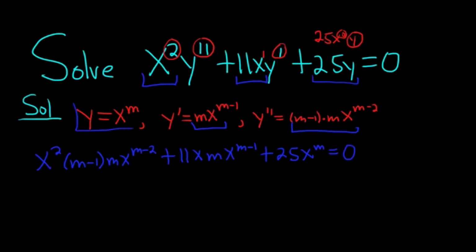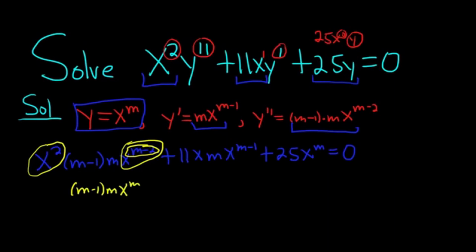So again, step 1, you start by calling it y, take the derivatives, plug it all in. Once you get to this step, it's always the same, okay? You always want to group together your x's, so watch this. X squared times x to the m minus 2. When you multiply these, you'll add the exponents. So m minus 2 plus 2 is just x to the m. So we have m minus 1 m x to the m. Here, same thing. It's x to the 1 times x to the m minus 1. So that's just going to give us x to the m when we add them. So it's plus 11 m x to the m. And at the end we have plus 25 and then x to the m. That's all equal to 0.